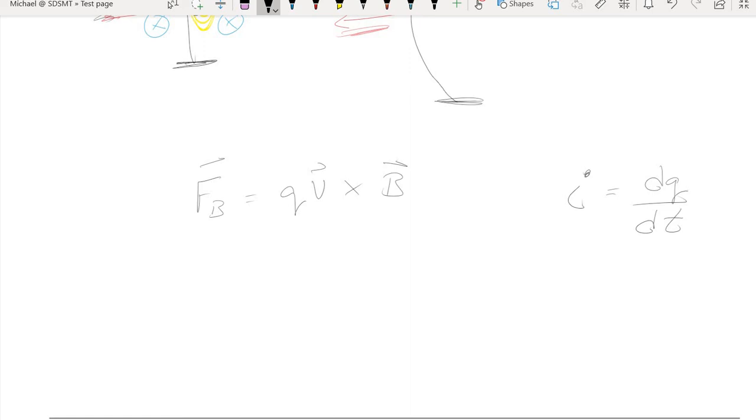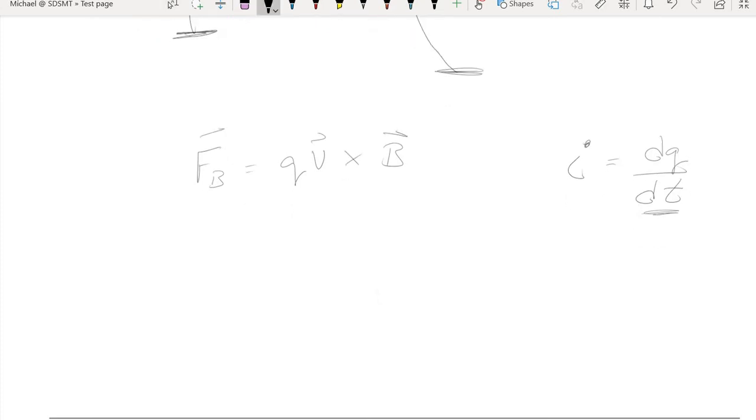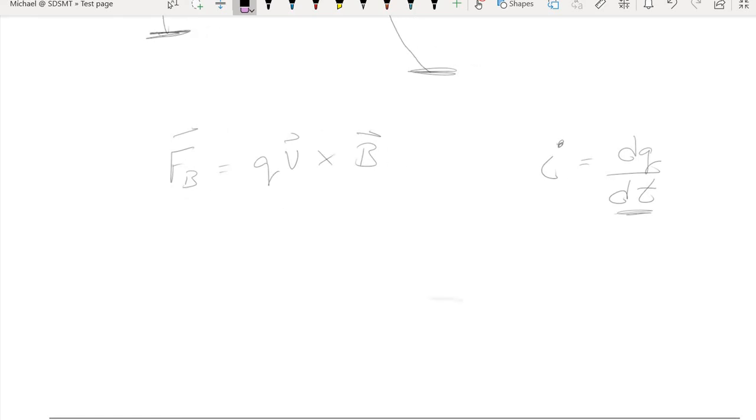All I need to do is figure out how I can get some kind of time expression to pair up with my charge, because I can't just include time. If I do that, then I change the expression on the left-hand side. It's no longer force. I don't know what it would be, but, well, let's just say I can't do that.